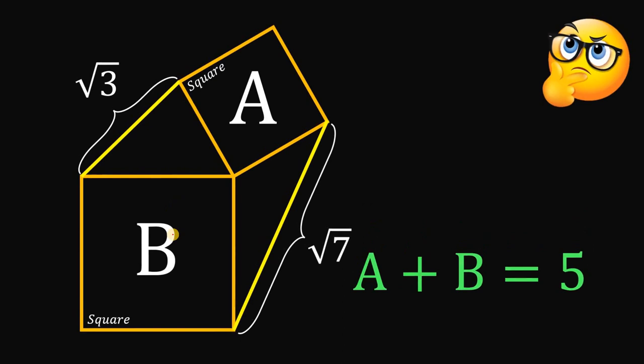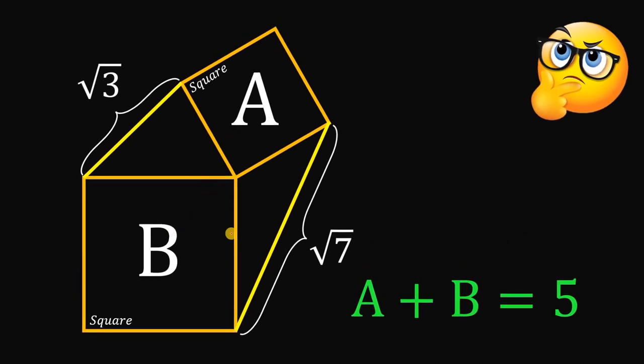Therefore, given this figure, the sum of the areas of these two squares, or A plus B, must be equal to 5 square units. And as always, we are done.